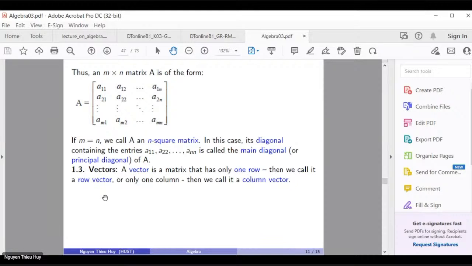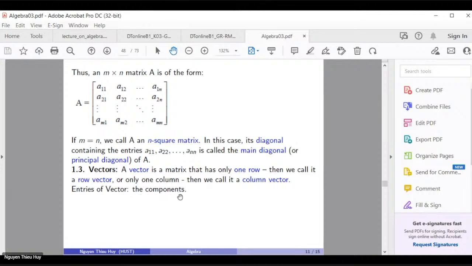And I give you also the notion of vector. A vector is simply a matrix that has only one row or only one column. If it has only one row, then we call it a row vector. If it has only one column, then we call it a column vector. And here is an example. And of course, when you have a vector, the entries of the vector are called the components.